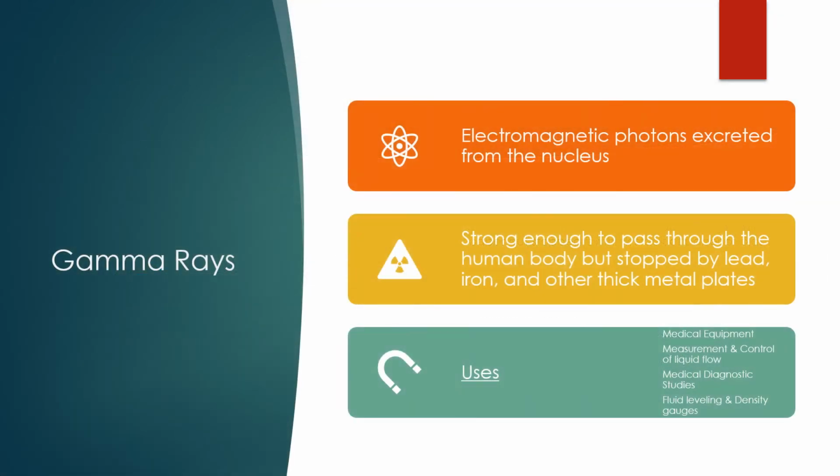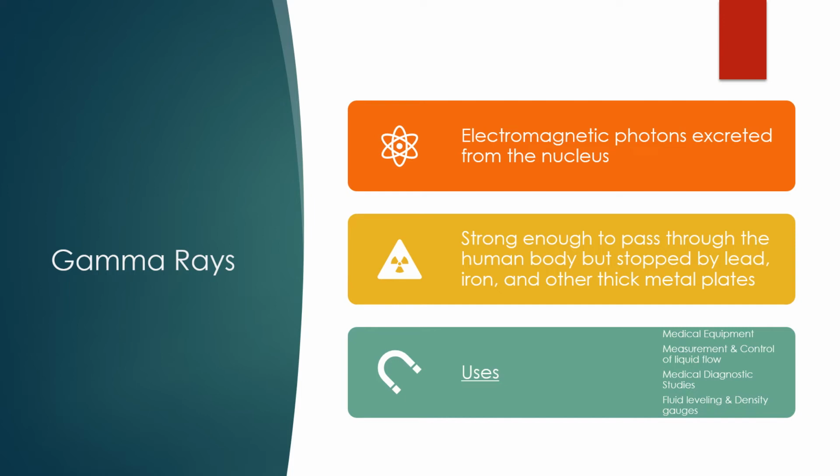Then we have gamma rays. A gamma ray is a bundle of electromagnetic photons emitted by the nucleus. Gamma photons are the most energetic photons in the electromagnetic spectrum. They are similar to X rays, but the difference is they are emitted from an excited nucleus. Also, gamma rays can maneuver through the human body, but they receive a hard stop by lead, iron, or other thick metal plates.